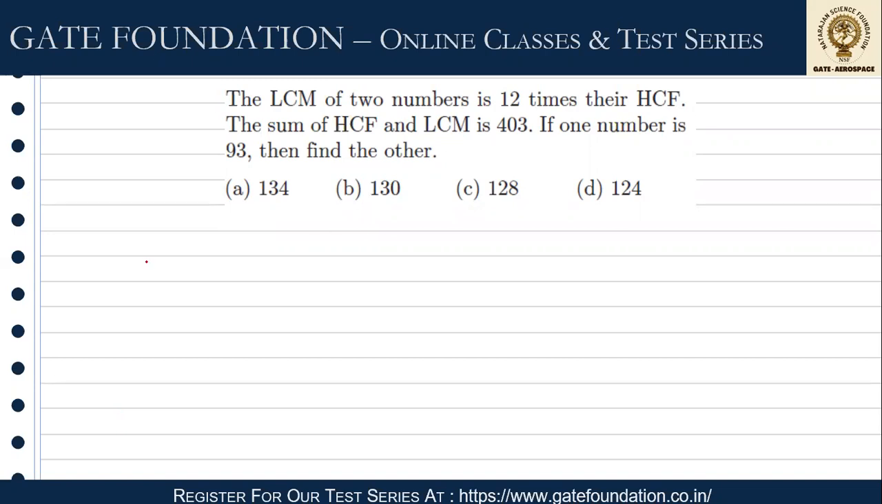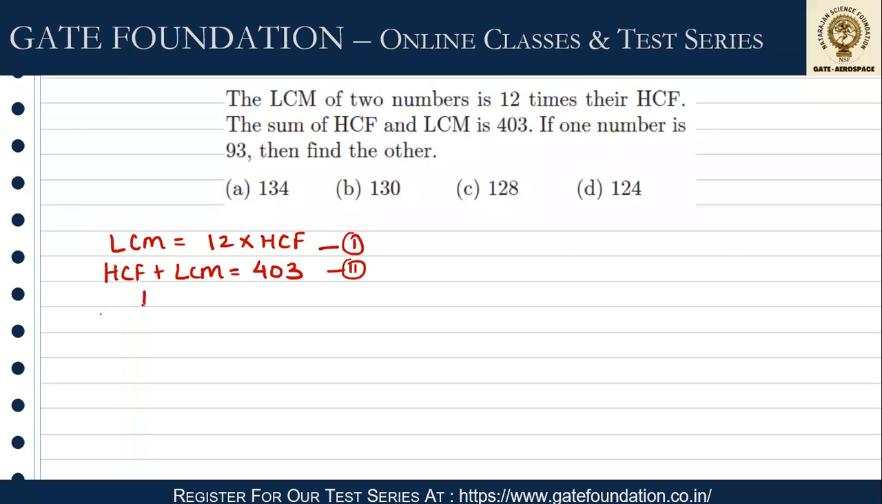Fine. Okay, so let's see how we can solve this kind of questions. Then we'll talk about whether the answer is correct or not. So the LCM of two numbers is 12 times the HCF. So I can simply see that the LCM is going to be 12 times the HCF. The sum of HCF and LCM is 403. So HCF plus LCM is 403. So I'll just substitute the value of LCM from equation 1 to 2.